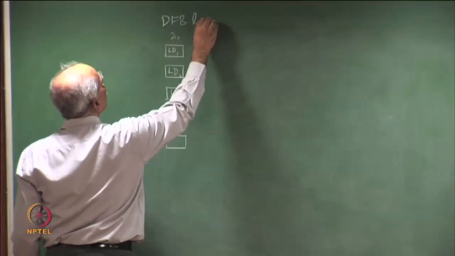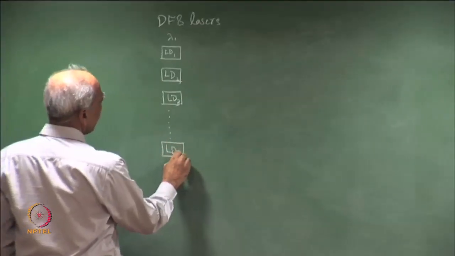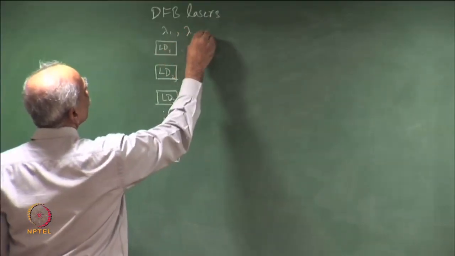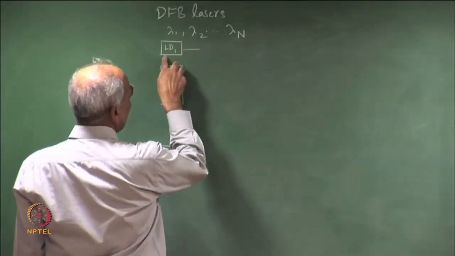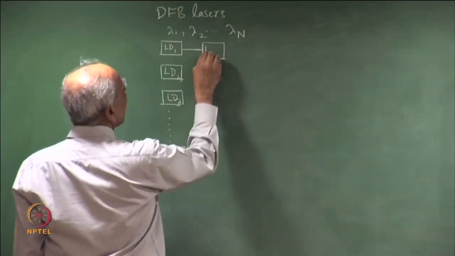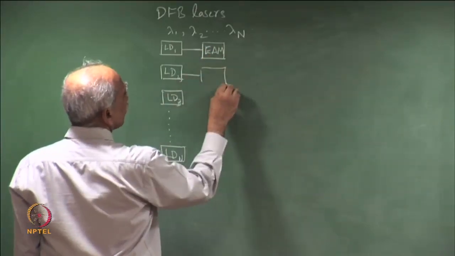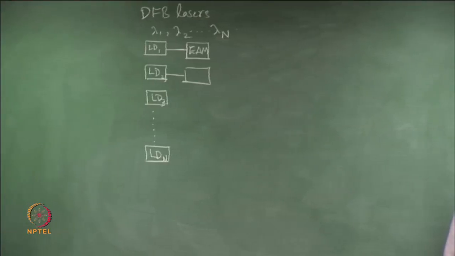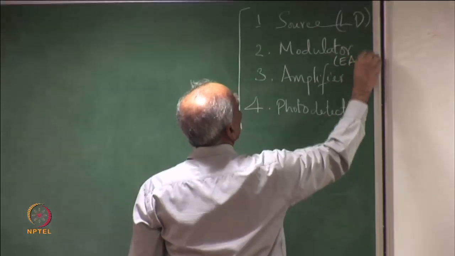DFB lasers, single frequency stable DFB lasers, LDN, if there are n wavelengths. So, lambda 1, lambda 2, etc., lambda n channels. The output of laser diodes here passes through a modulator, which is an electro absorption modulator, EAM. The second device, modulator EAM. So, this is LD, laser diode. Here we have EAM, electro absorption modulator.